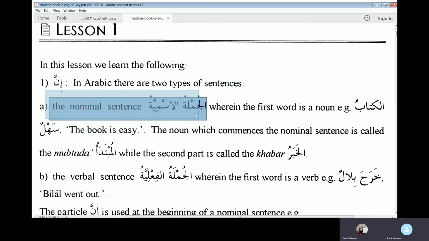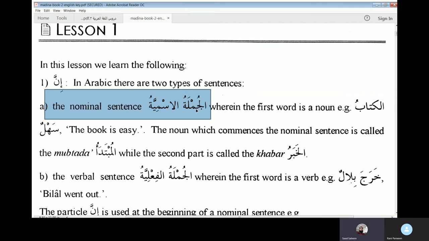The nominal sentence, al-jumlatul ismiya, wherein the first word is a noun, for example, al-kitabu sahlun, the book is easy. The noun which commences the nominal sentence is called the mubtada, while the second part is called the khabar.